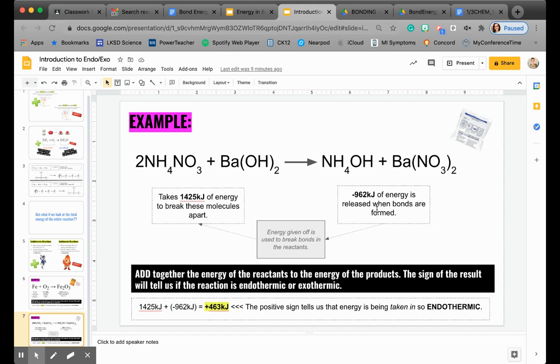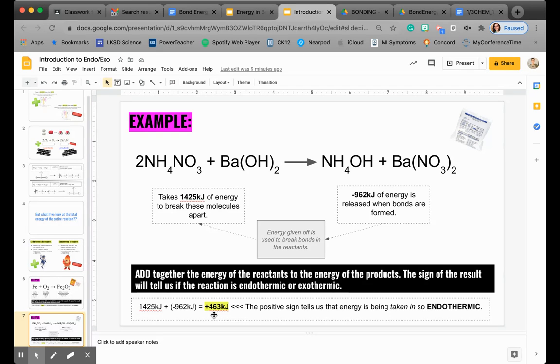So overall, what is the energy change, and is that reaction going to be exothermic or endothermic? Well, if we add together 1,425 plus negative 962, we get a resulting positive 463 kilojoules of energy. That positive sign lets us know that there's more energy being taken in than being released, and so the reaction is endothermic. To us, it's going to feel relatively cold.